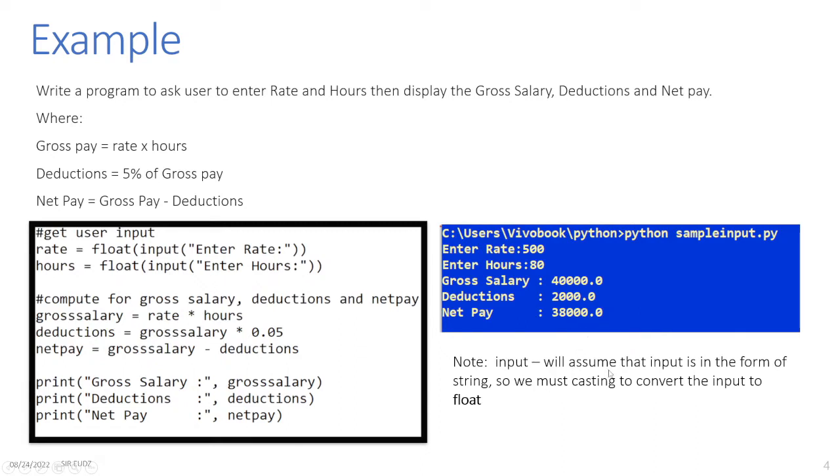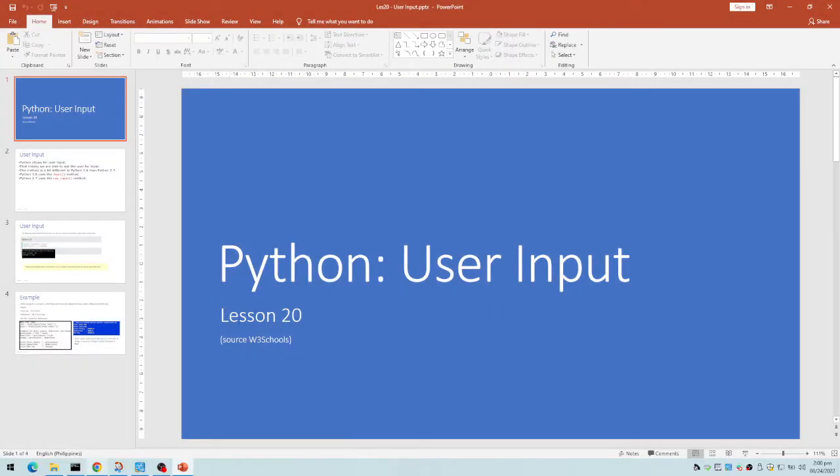In input, we assume that the input is in the form of a string, so we must use casting to convert the input to float. That's why we have this float function here. Okay, so that's for user input.